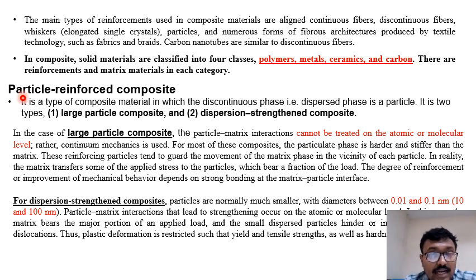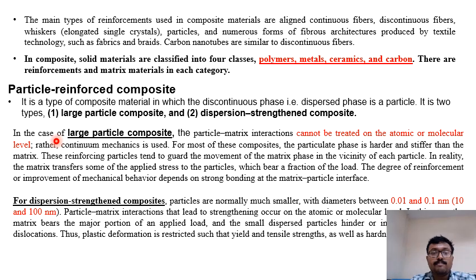First one, particle reinforced composite. It is a type of composite material in which the discontinuous phase, that is the dispersed phase, is a particle. It is of two types: large particle composite and dispersion strengthened composite. Now we have to describe what is a large particle and what is a dispersion strengthened composite.